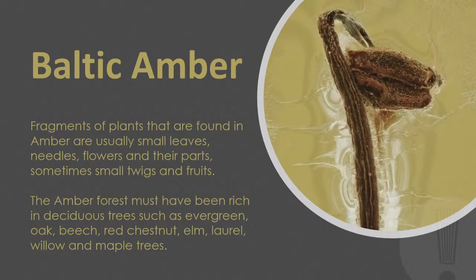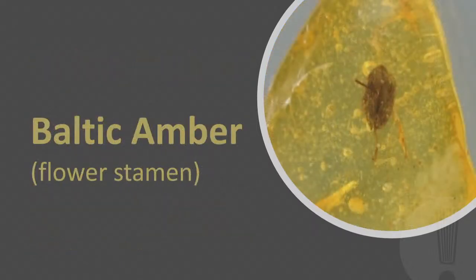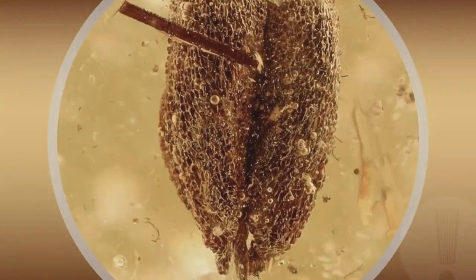Fragments of plants found in Baltic amber are usually small leaves, needles, flowers and their parts, small twigs and fruits. The amber forests of the Baltics must have been rich in deciduous trees and evergreens: oaks, beech, red chestnut, elm, laurel, willow, and maples. So I have some amber specimens with these small flower stamens in them. These are very tiny. I have some very close-up pictures here.